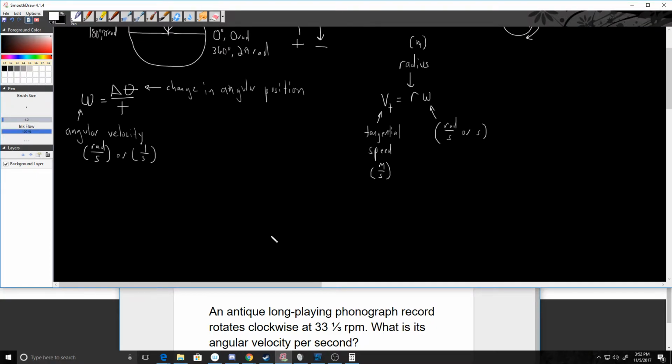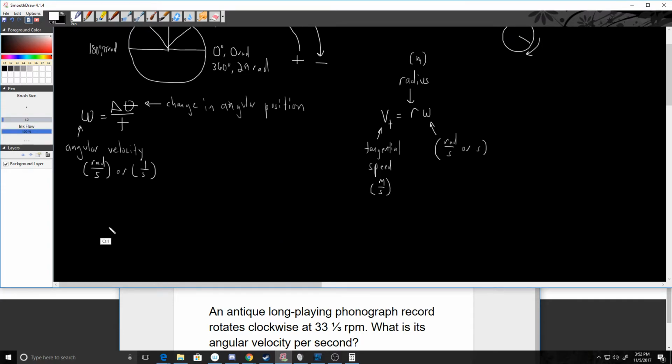All right, so the first one we've got here, down at the bottom: an antique long-playing phonograph, or an LP record, rotates clockwise at 33 and a third revolutions per minute, so RPMs. What is its angular velocity per second? In this case, it's moving clockwise, so we know our RPMs should be negative. So let's call that negative 33 and a third.